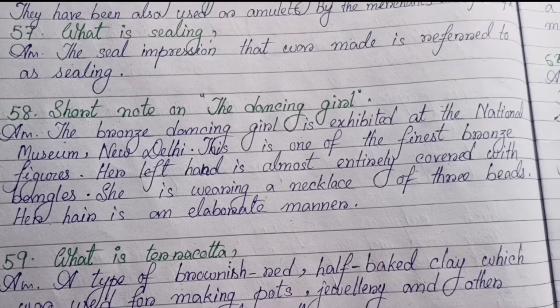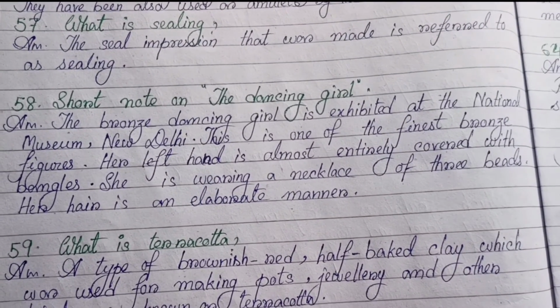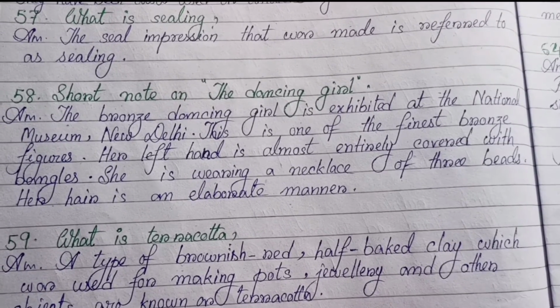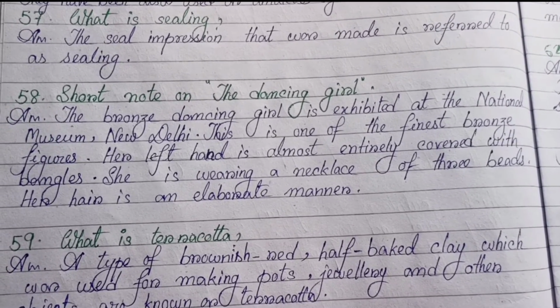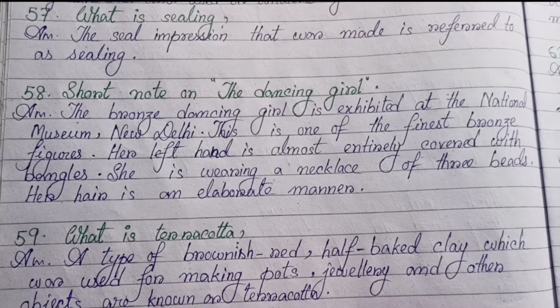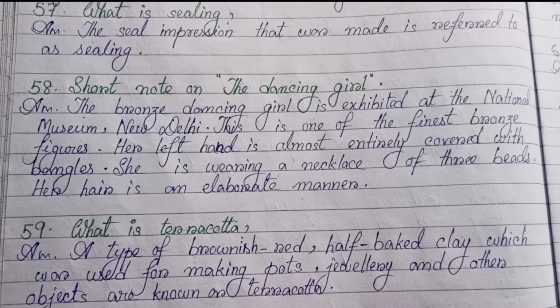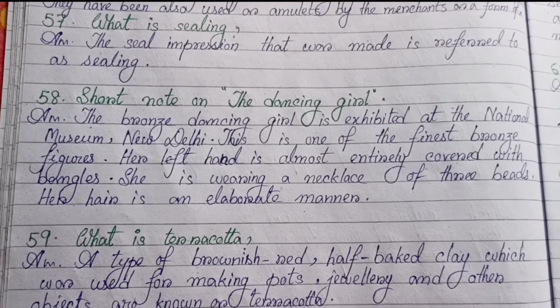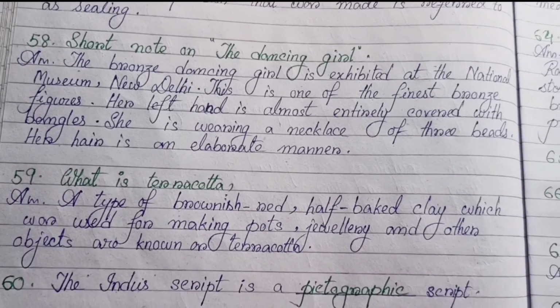Short note on the dancing girl. The bronze dancing girl is exhibited at the National Museum, New Delhi. This is one of the finest bronze figures. Her left hand is almost entirely covered with bangles. She is wearing a necklace of three beads. Her hair is arranged in an elaborate manner.